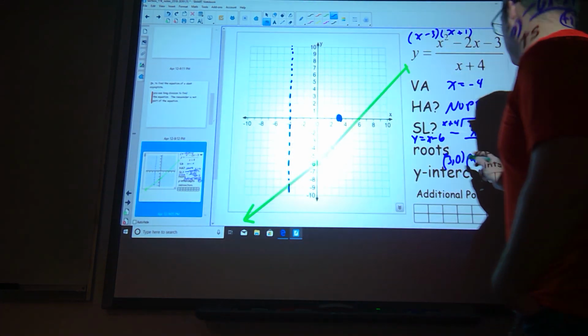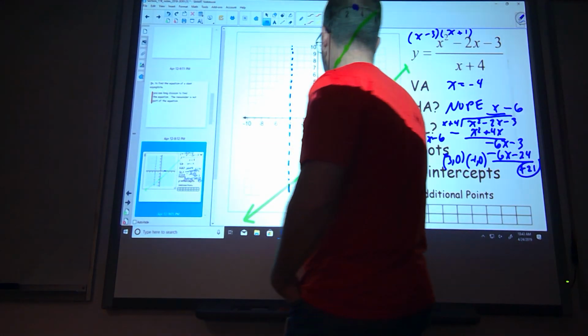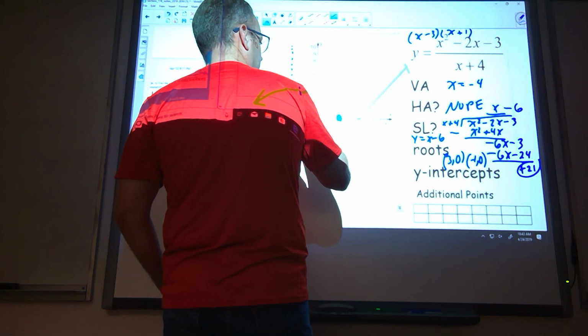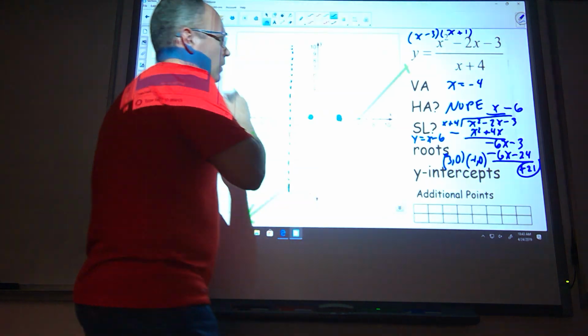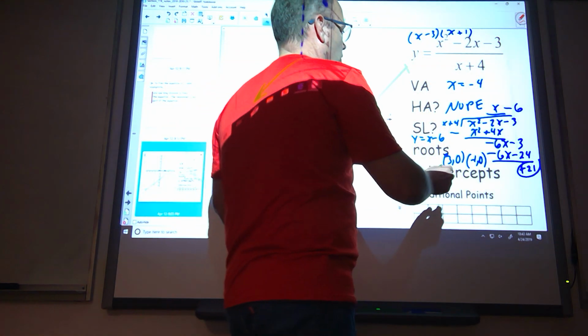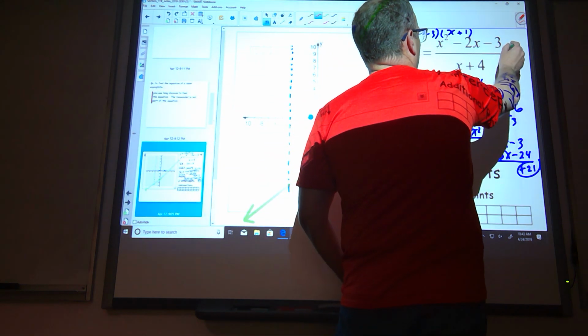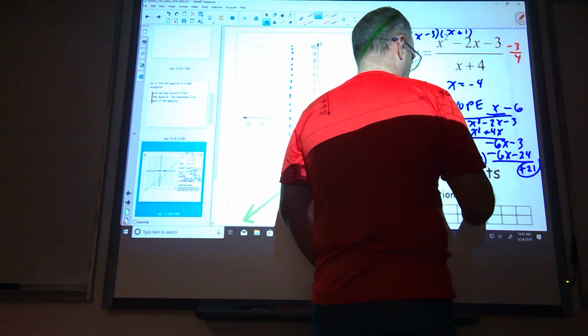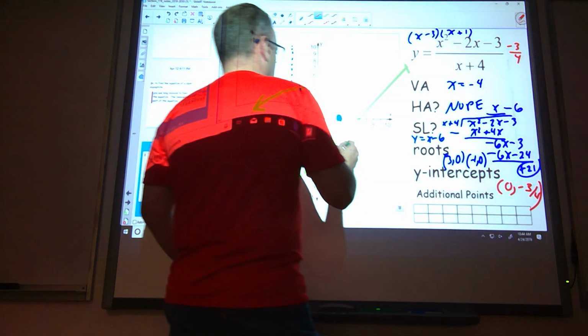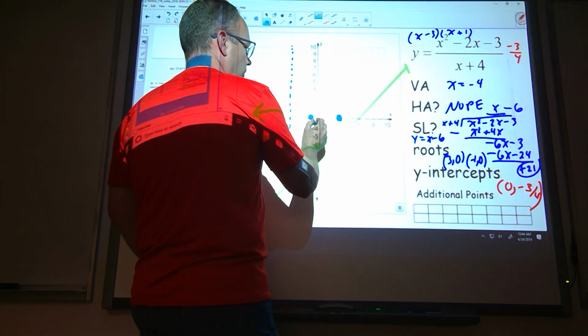When you're finding roots, you plug in 0 for y, right? So since there's no k, the bottom disappears. It's just the top. Cool. And then for the y-intercept, plug 0 into our equation. So I'm going to get negative 3 over 4. So add (0, negative 3/4).